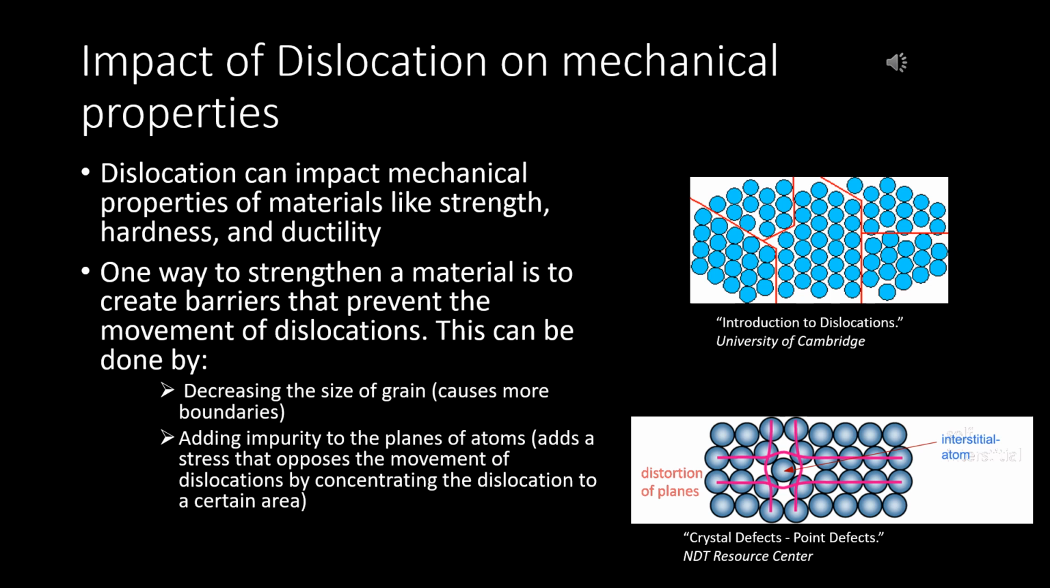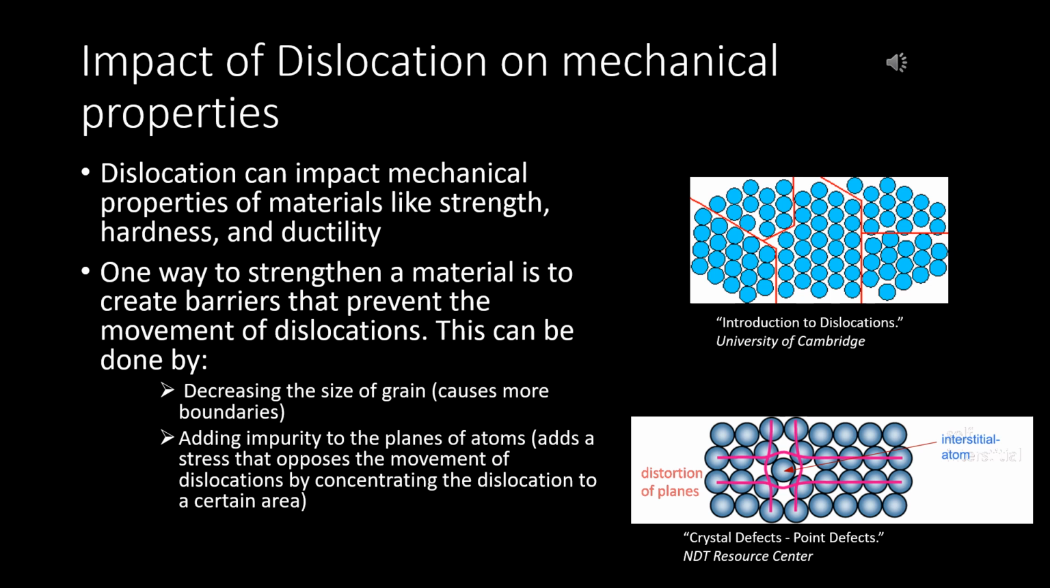Looking at the mechanical property of strength, one way to strengthen the material is to create barriers that slow the movement of dislocations. This can be done in a few ways. One way is to decrease the size of the grain. By decreasing the size of the grain, it increases the number of grain boundaries, or areas between each section of atoms, shown by the top figure. This slows down dislocations since the dislocations must change the direction in which they are moving each time they reach a new grain boundary.